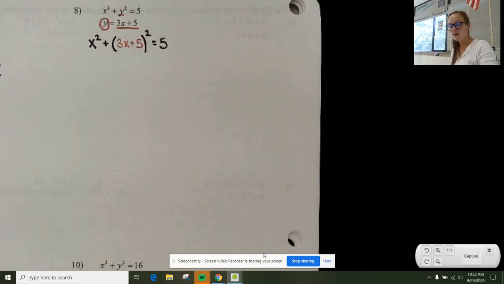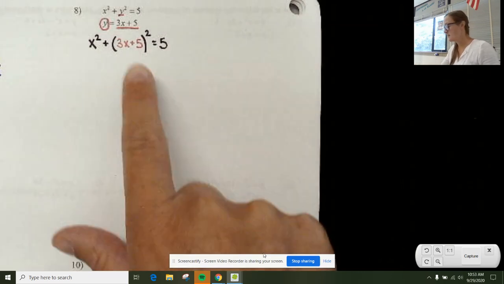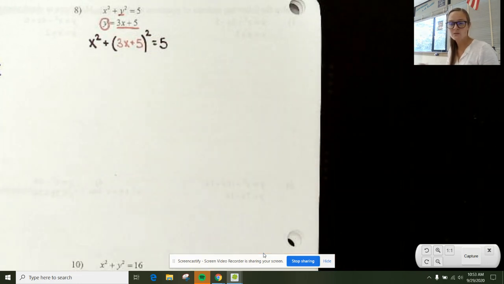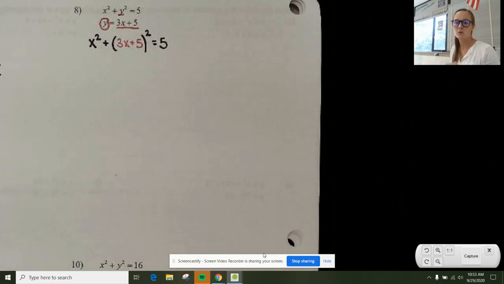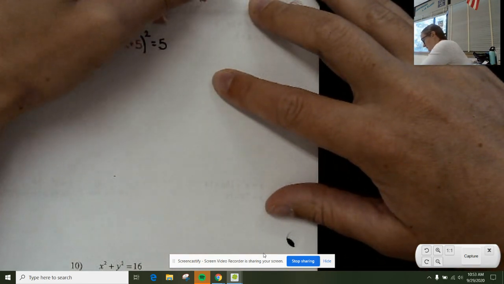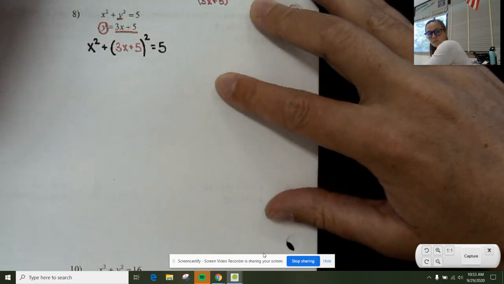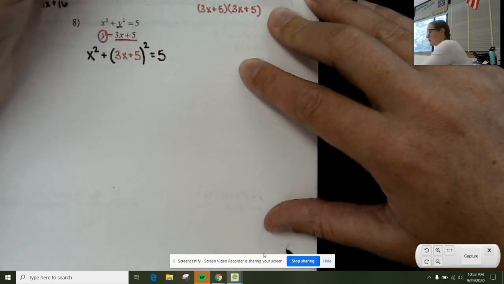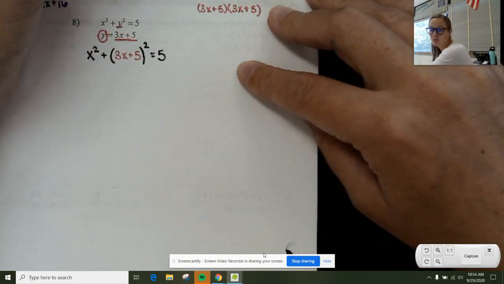So I've plugged in for y, and now I have to simplify because I can't really do anything with this as is. So something you might be thinking is, how am I going to simplify 3x plus 5 squared? I need to think about how that can be squared. So take a second and think about, what is 3x plus 5 squared? What that actually means is 3x plus 5 times 3x plus 5. So if you answered 9x squared plus 25, you're missing a really key point.